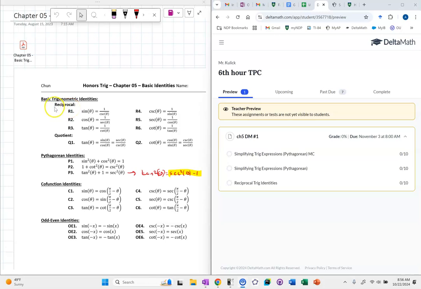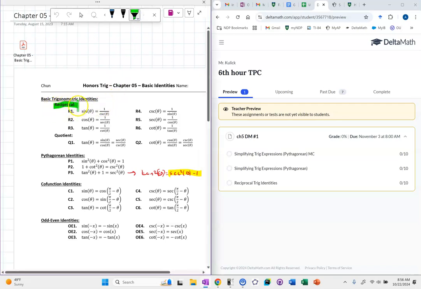Welcome, trig students. Today I want to tell you a little bit about what you're going to be working on. Today you're going to be practicing using some new trig identities. We'll talk in more detail when we get back about this, but for today you will be using reciprocal, quotient, and Pythagorean identities to do some Delta Math.